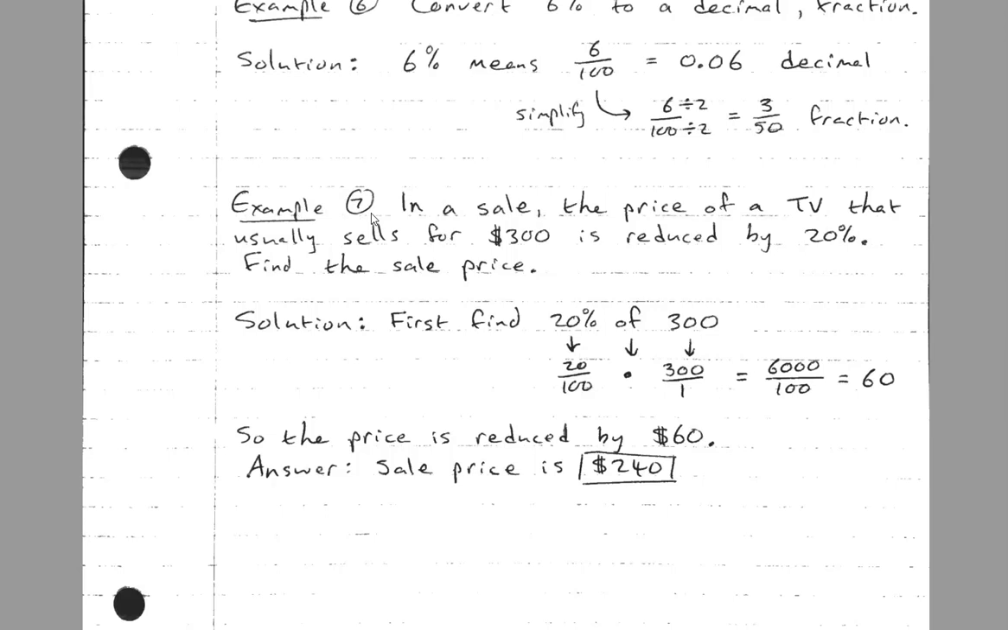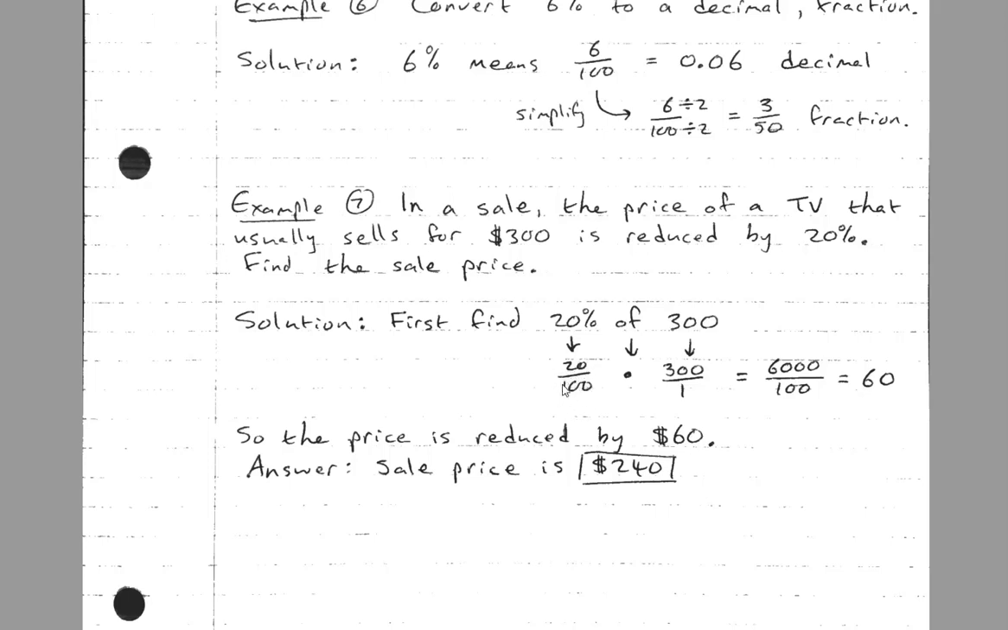And here's an application of percents. Example 7. In a sale, the price of a TV that usually sells for $300 is reduced by 20%. Find the sale price. First we need to find 20% of 300. So what was the reduction? Convert that 20% to a number.